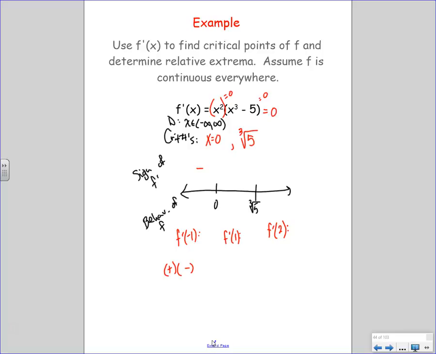Did you guys plug in? Yeah, it's negative, negative, positive. So f is decreasing, then increasing. We split up at 0. It's continuous everywhere. If we were doing increasing and decreasing with relative extrema, it's not exactly what we're doing, but that's okay, let's practice it.